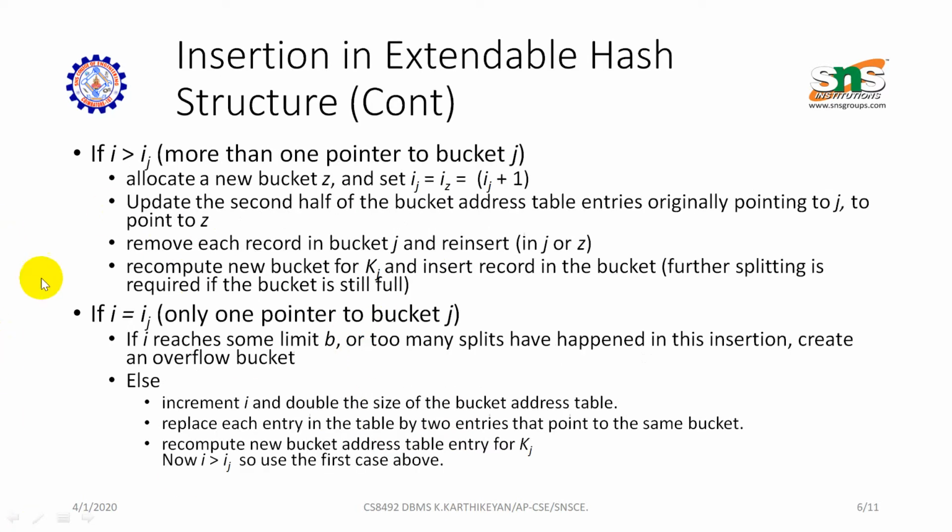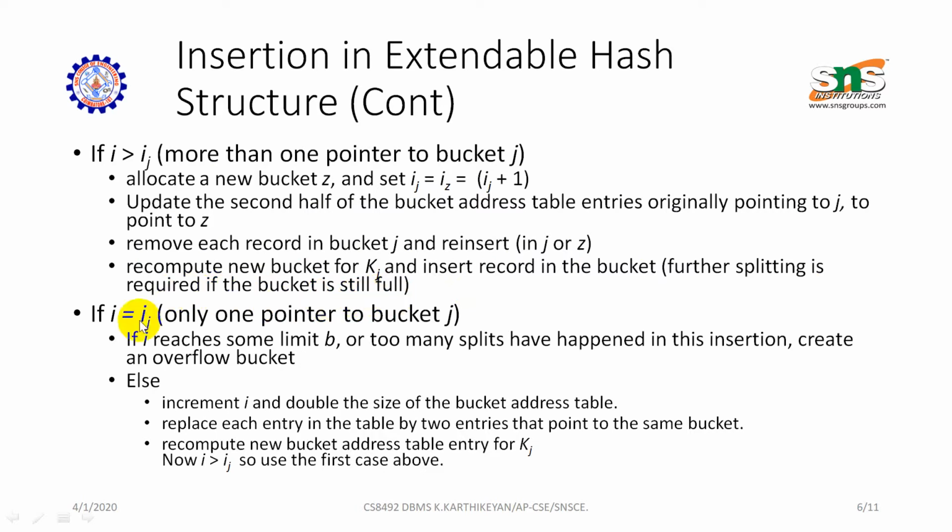Example, next. If i is greater than i_j, more than one pointer points to bucket j. Allocate a new bucket z and set i_j equal to i_z equal to i_j plus 1. Update the second half of the bucket address table so that entries originally pointing to j point to z. Remove each record in bucket j and reinsert it in j or z, recomputing the new bucket for Kj and inserting the record in that bucket.